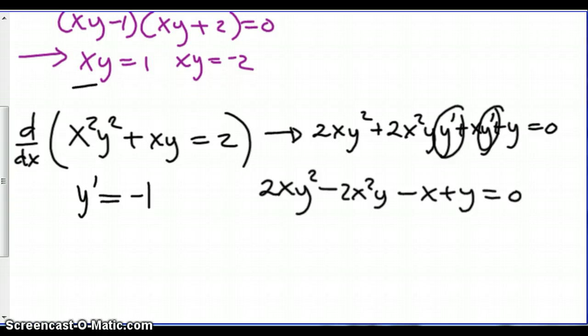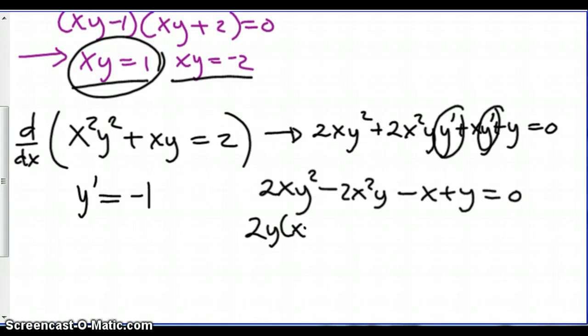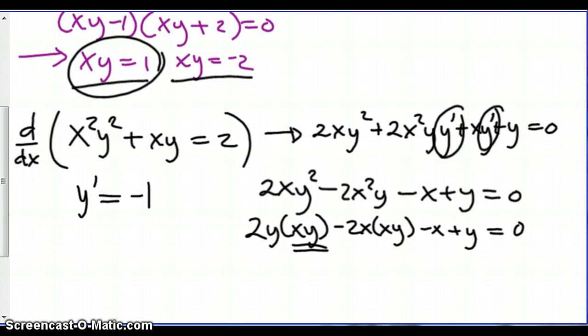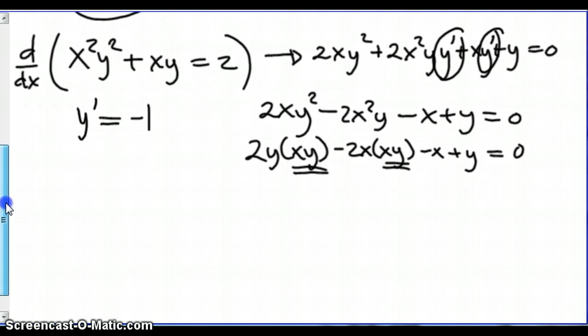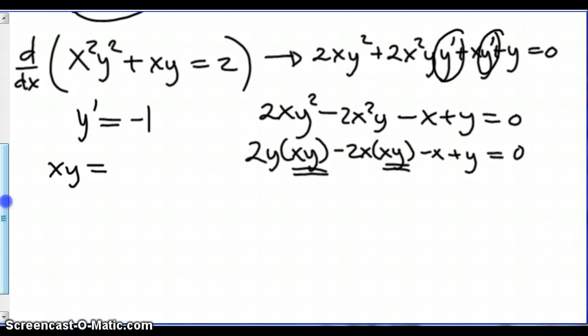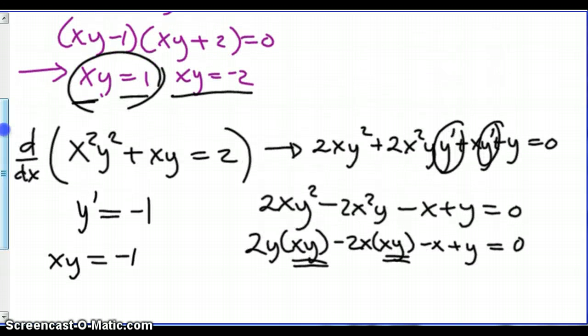I also have some other substitutions I can make. I can plug in for xy. I'm going to start with xy equals 1. So I don't really see the xy, so I'm going to pull it out so you can see it. 2y times xy minus 2x times xy minus x plus y equals 0. So now I can substitute for these xy's. I'm going to do it first with xy equals -1 from above. Here.